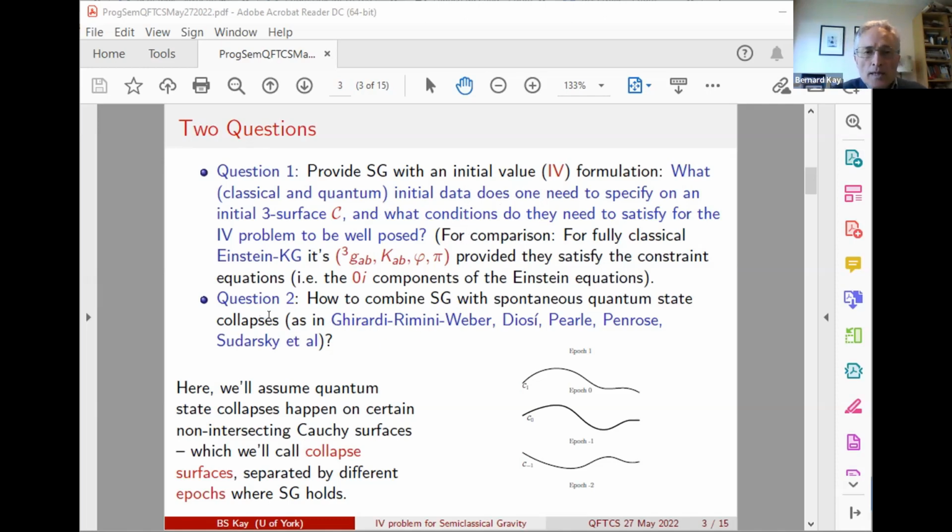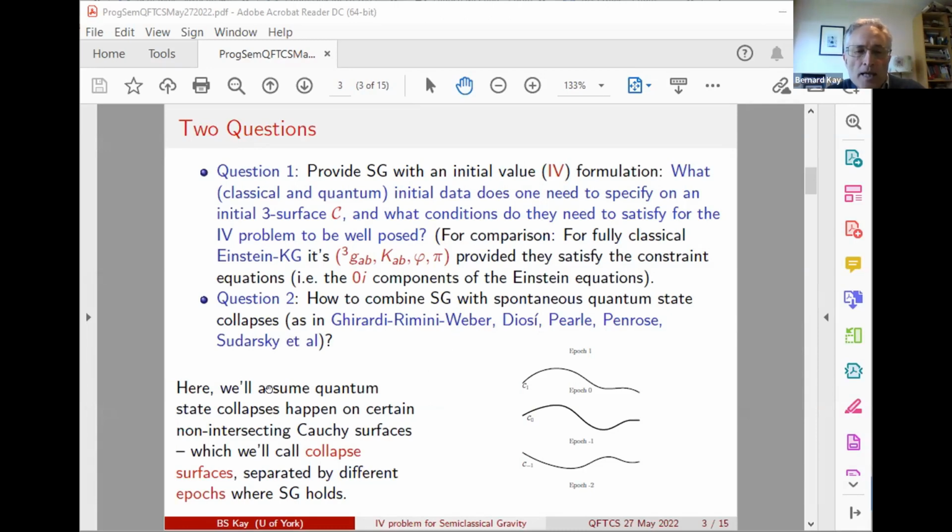And the second question we want to discuss is how we could combine semiclassical gravity with spontaneous quantum state collapses, as in what people know as the GRW theory and various other generalizations of that which have been put forward over the years and attempted to adapt to relativistic situations and to curved spacetimes. I've mentioned here a few names of people who've been involved with such a project.